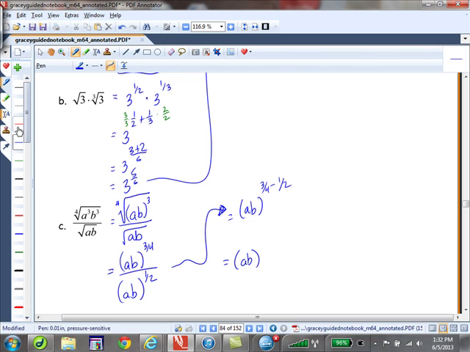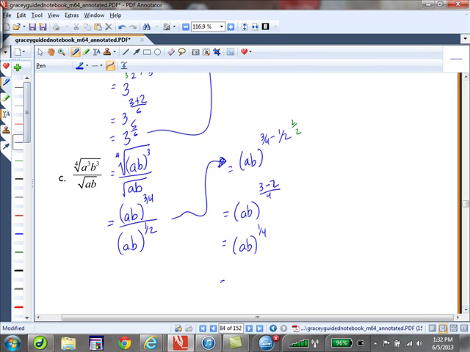Again, we need to get a common denominator, so if I multiply the 1/2 by 2 over 2, I'll get 3 minus 2 all over 4. So I get ab to the 1/4, and putting that back into radical notation, I'll have the fourth root of ab. So I know it still looks a little complicated, but I think you'll agree that it's less messy than what the problem originally started as.